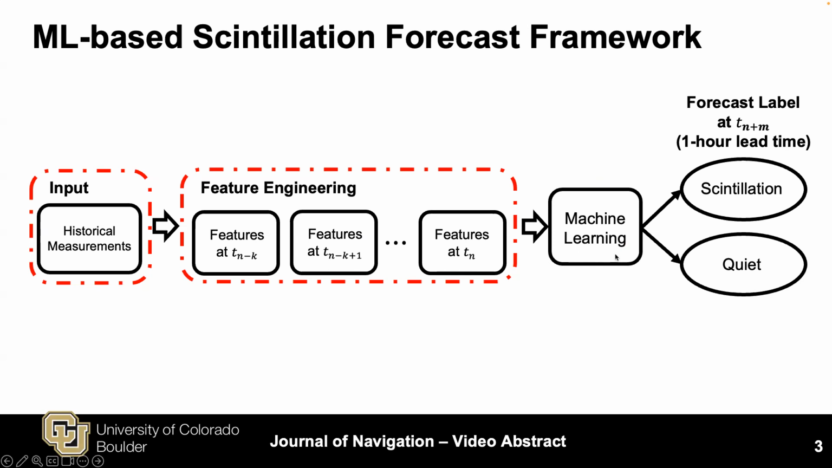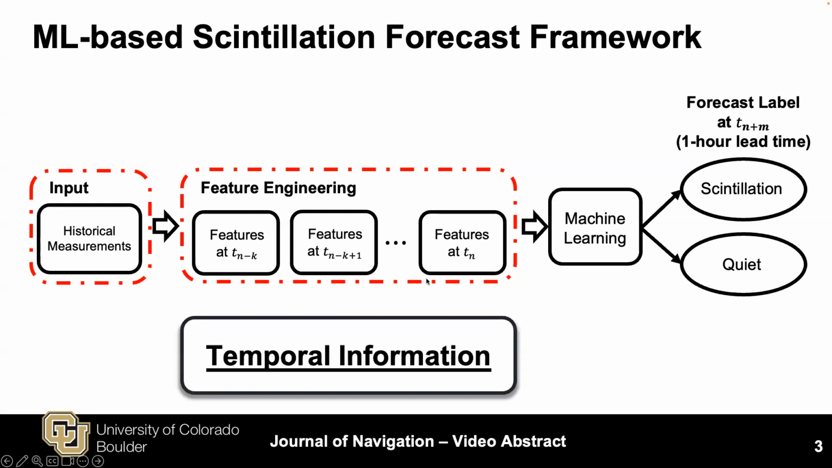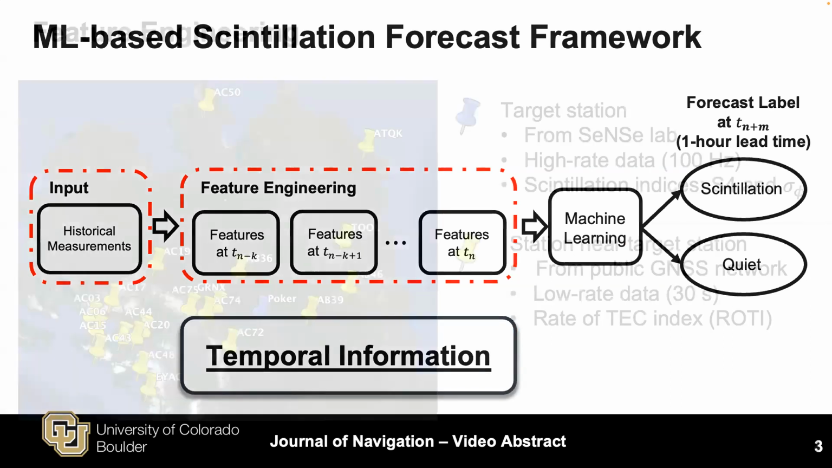The objective is to forecast whether scintillation will happen at Tn plus m in the future, which is a binary forecast problem. In this study, we set the lead time to 1 hour. And by setting up the features like this, we can preserve the temporal information that can be utilized by the machine learning algorithms we proposed. So let's talk about what historical measurements we can use.